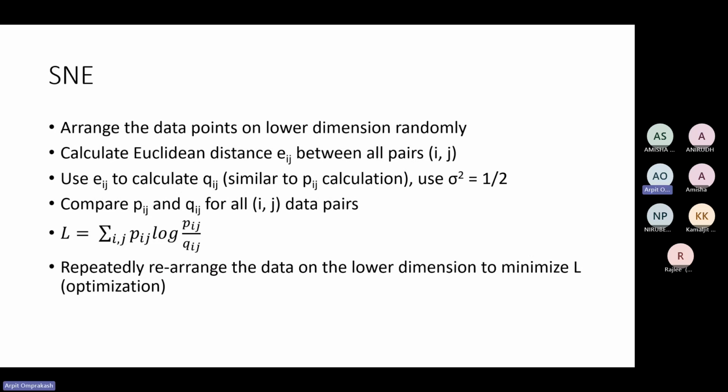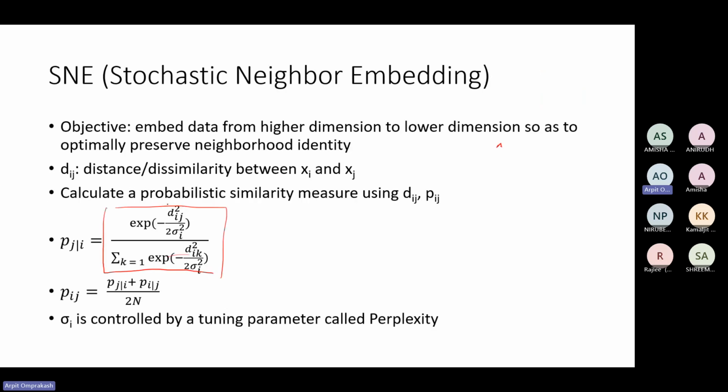Calculate the Euclidean distance between all the pairs of data. So Eij is basically the Euclidean distance between the data i and j. So let's say we are representing the data in 2 dimensions and we have these two data points i and j. So Eij is basically this distance, Euclidean distance. Right. Then using Eij, similar to how we made this Pij calculation using Dij, what we do is we basically calculate something called Qij. So instead of this Pij, we'll have Q.